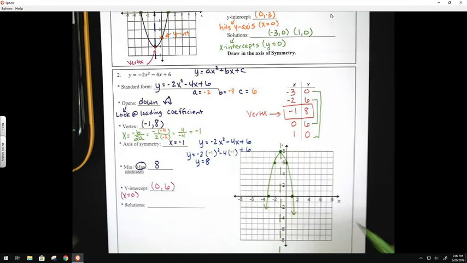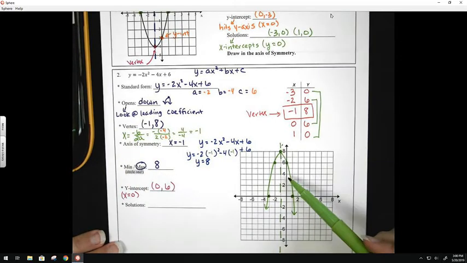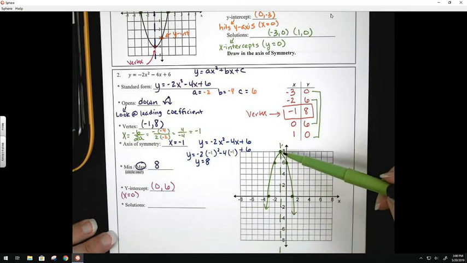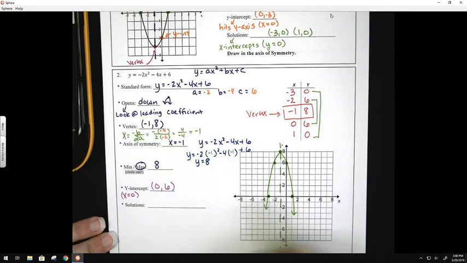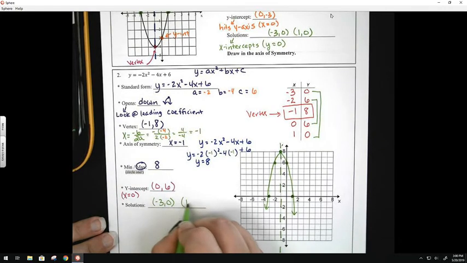And if we look, we originally said that our parabola should open down, which is correct, and it goes through these points. Our maximum value is 8. That's the highest it goes. Now we've got our solutions. We know that that's where it hits the x-axis. So that's going to be -3, 0, and 1, 0.